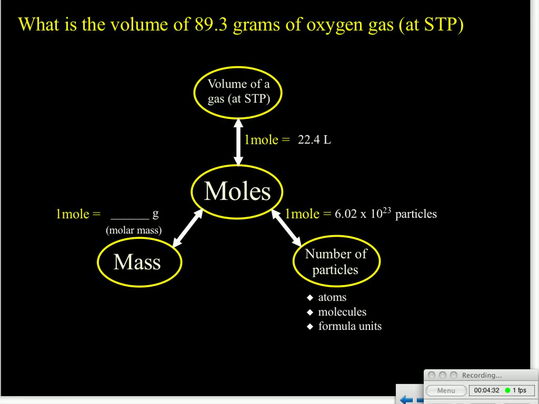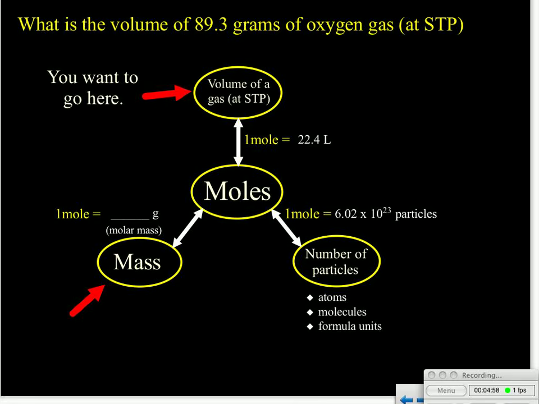First of all, this problem gives us some information about the grams of the oxygen gas. Well, grams is a measurement of mass. So where we're starting here is at this corner down here in the lower left corner, the mass. Where do we want to go? The question is asking for the volume of the gas at STP, so we want to get up here to the volume of a gas at STP.